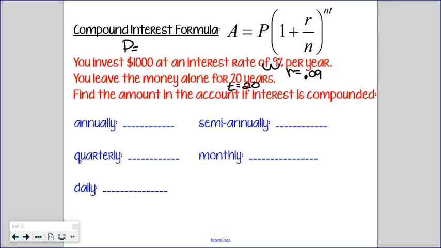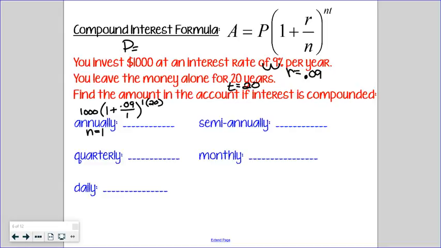And then we move down to these words down here, and these are our N values. Find the amount of the account if the interest is compounded annually. And this goes back to that page that we were just looking at earlier. Annually would be an N value of 1. So putting all of those numbers in the correct places up there, it would look like 1,000 times 1 plus 0.09, divided by our N value of 1, raised to the N value of 1 times 20.